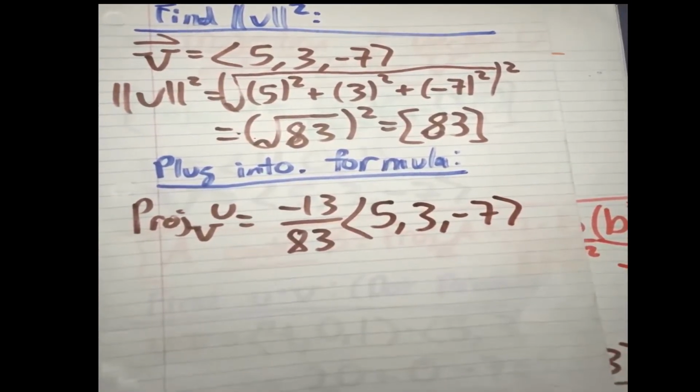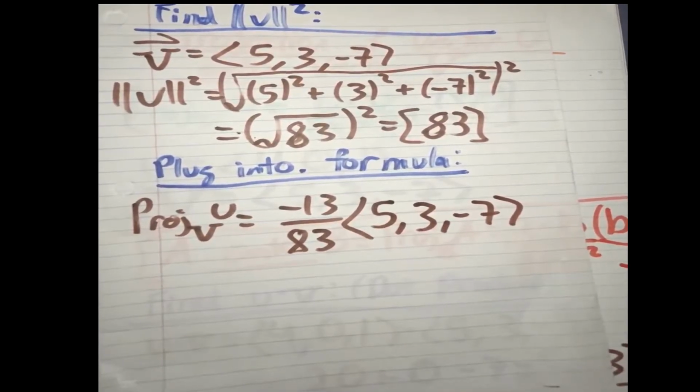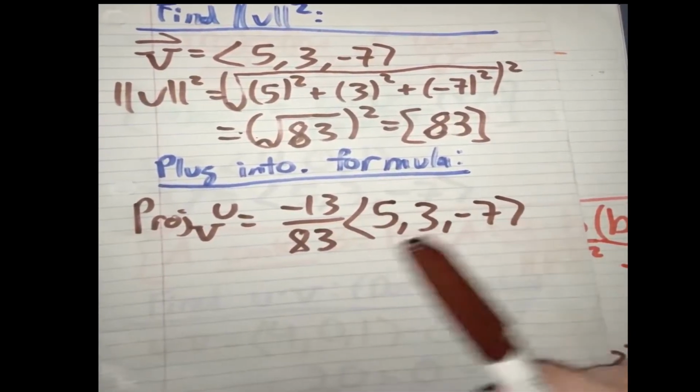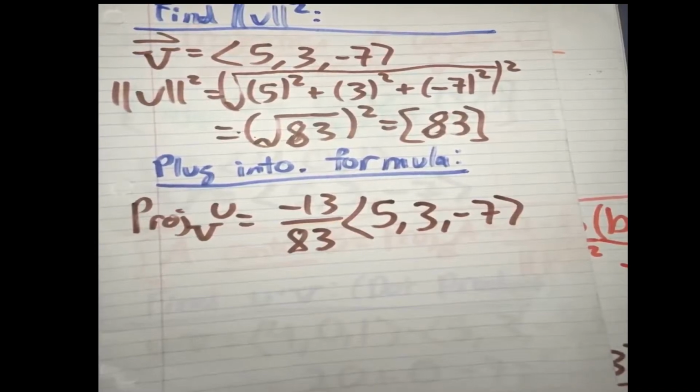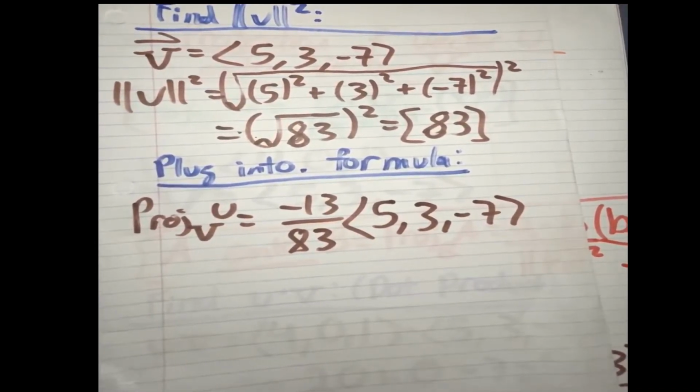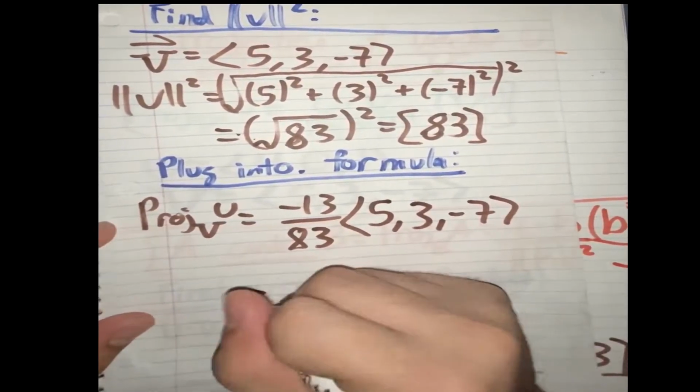Minus 7. And you can either leave the answer like this, or you can simplify it further. You can distribute this into each term. I'm not going to for simplicity's sake. I'm just going to leave it like this. But you could. Actually, I will. I think it's very easy.